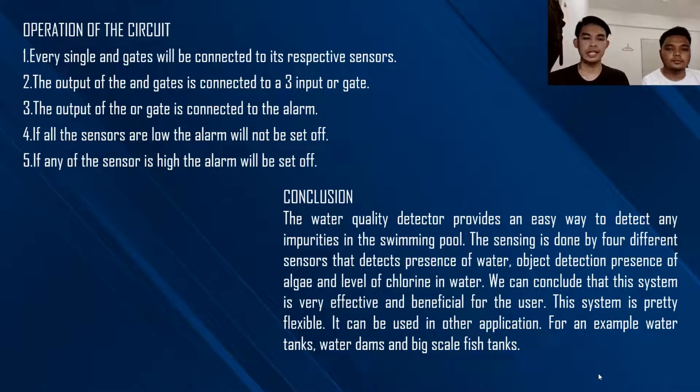The conclusion of this project, the water quality detector provides an easy way to detect any impurities in the swimming pool. The sensing is done by 4 different sensors that detect the presence of water, object detection for presence of algae, and level of chlorine in water. We can conclude that this system is very effective and beneficial for the user. The system is pretty flexible. It can be used in other applications, for example, water tanks, water dams, and big-scale fish tanks.